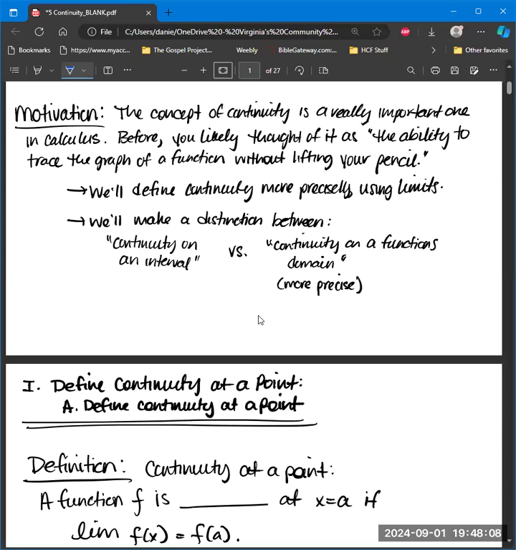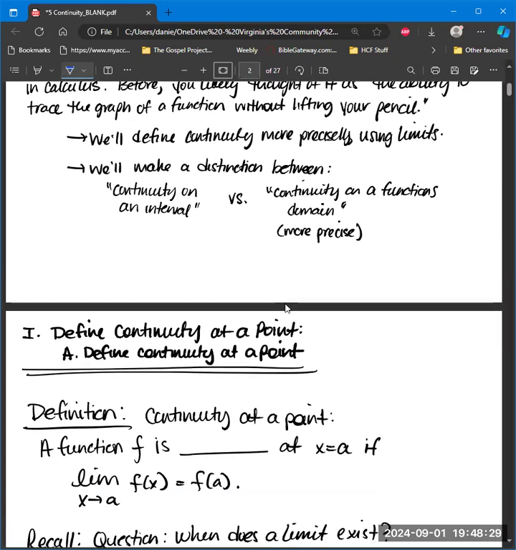All right, so the concept of continuity is a really important one in calculus. Like I said, you need continuity before you can talk about a derivative. So before, you likely thought of it as the ability to draw the graph of a function without lifting your pencil up off the paper. And that was a good layman's way to talk about it. But we'll define continuity more precisely now using the idea of limits.